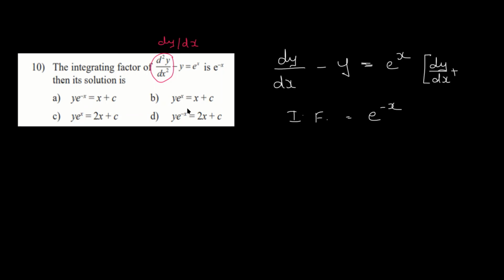Now see, the question is dy by dx minus y is equal to e raised to x. And also they have given us the integrating factor, which is in this case e raised to minus x. So comparing this equation with dy by dx plus py is equal to q, we are going to get q as e raised to x. Q is e raised to x.